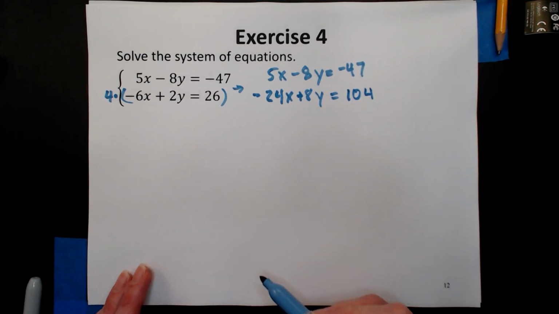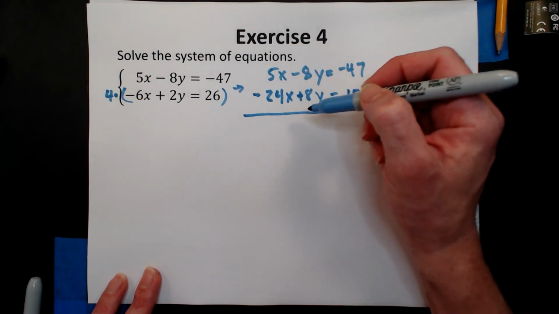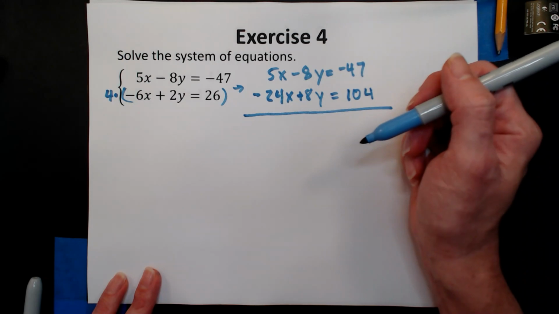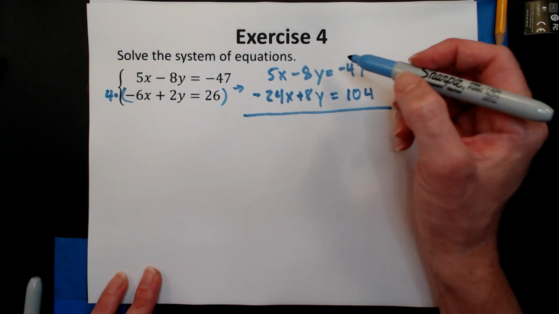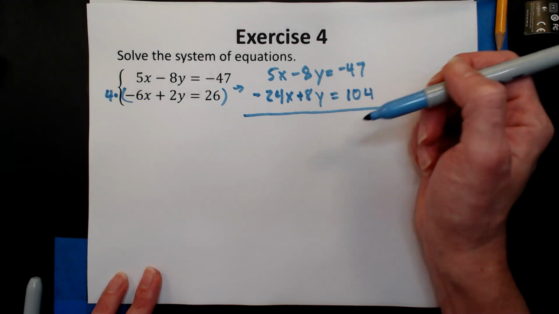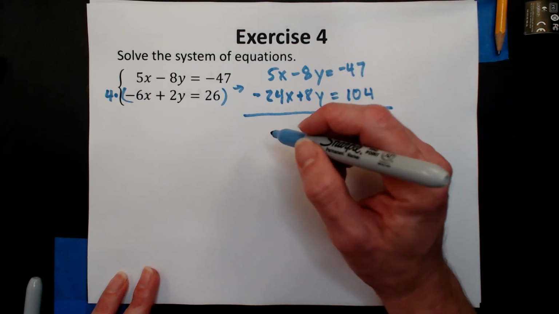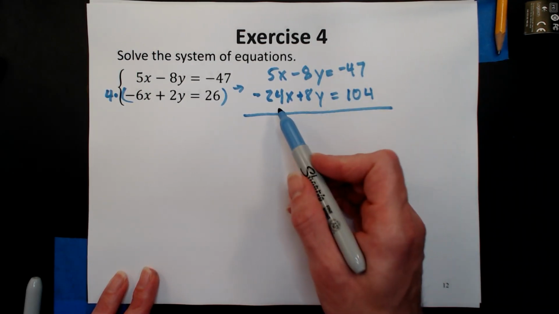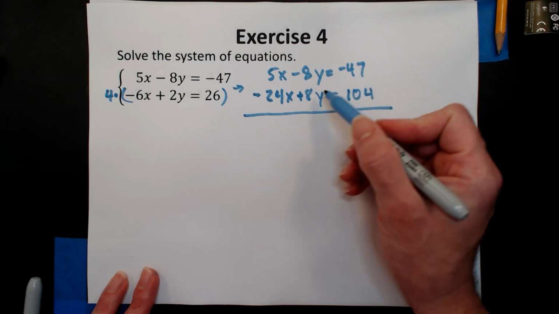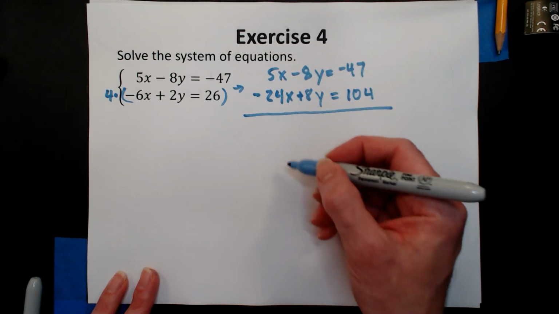All right, so now I can add these together. And remember, you want to eliminate one variable when you add these together. If you don't eliminate any variable, then you picked the wrong thing to multiply. Or if you eliminate both variables, you're in that situation where you have all solutions or no solutions, a dependent or inconsistent system of equations.